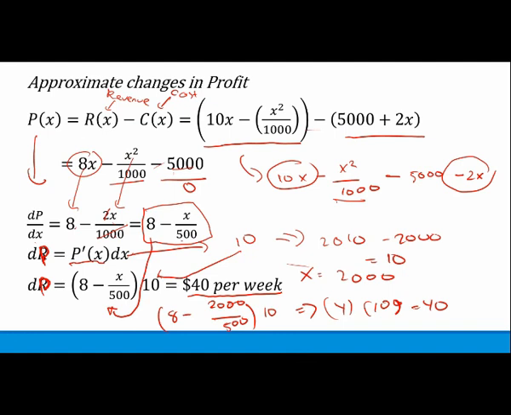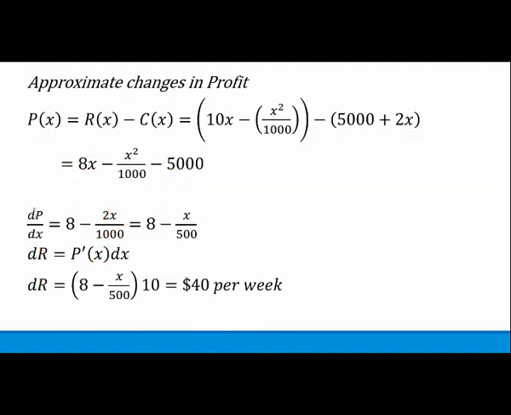So if it is approximate profit, find the formula of profit and differentiate it, and after that you need to remember this formula: dP equals dP per dx multiplied by the difference of x.